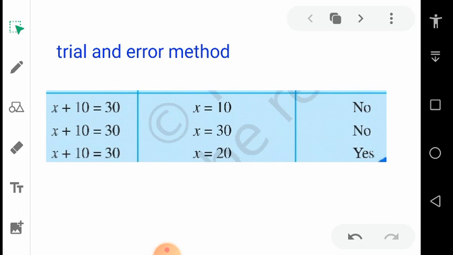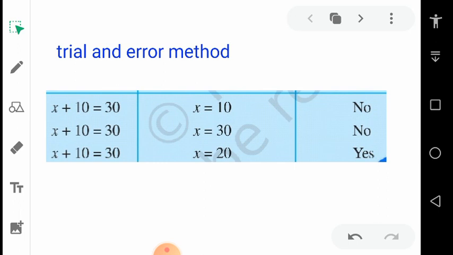If we don't get the answer, we take a different value. Again, if we don't get the answer, we take some other value. So actually this method is time consuming. Sometimes it is easier if we find the solution quickly, but not always. So let us see what this trial and error method is.